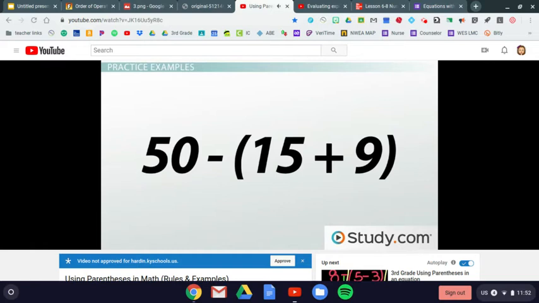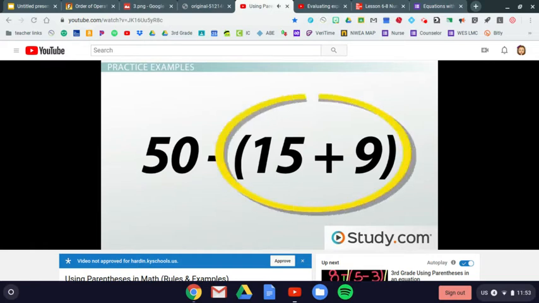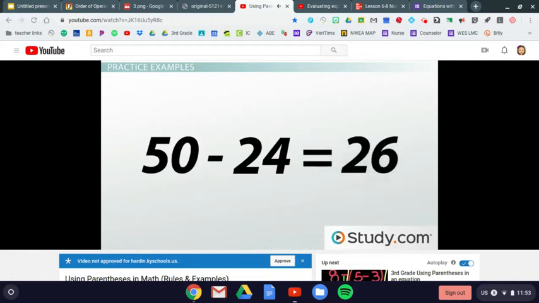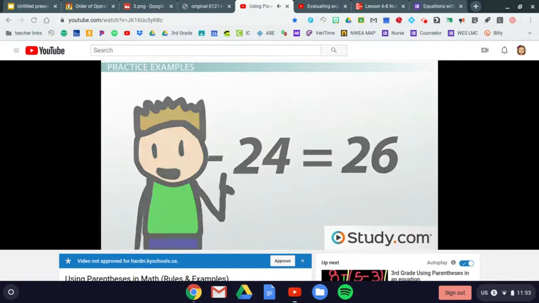50 minus the quantity of 15 plus 9. First, evaluate the numbers inside the parentheses. 50 minus, open parenthesis, 24, close parenthesis. Remove the parentheses. 50 minus 24. All you have to do now is subtract. This gives us 26. Ready for one more?